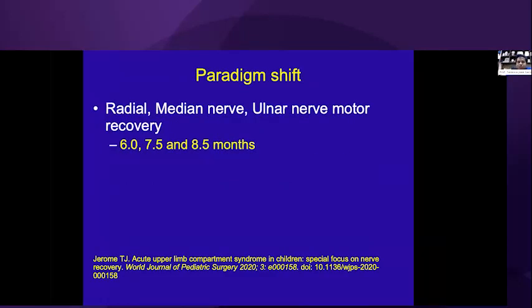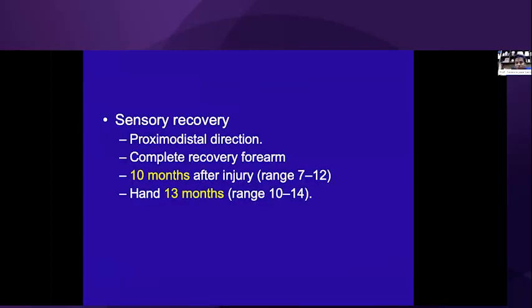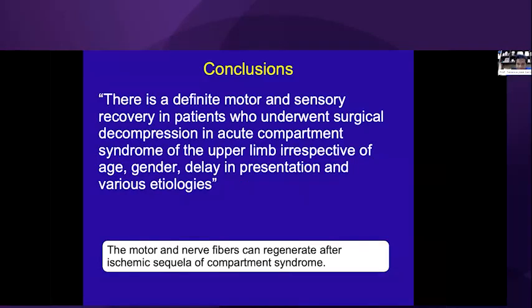All those patients had radial, median, and ulnar nerve injury, and they recovered motor function in approximately 6 to 8.5 months. Sensory recovery was complete in almost 10 to 13 months in our series. So to conclude, there is a possibility of motor and sensory recovery in patients with acute compartment syndrome, irrespective of the delay in presentation. You go and intervene, allow the nerves to breathe, get the muscle to work, and you will definitely get a good functional effect, especially in children. The motor and nerve fibers can regenerate after the ischemic sequelae are taken care of.